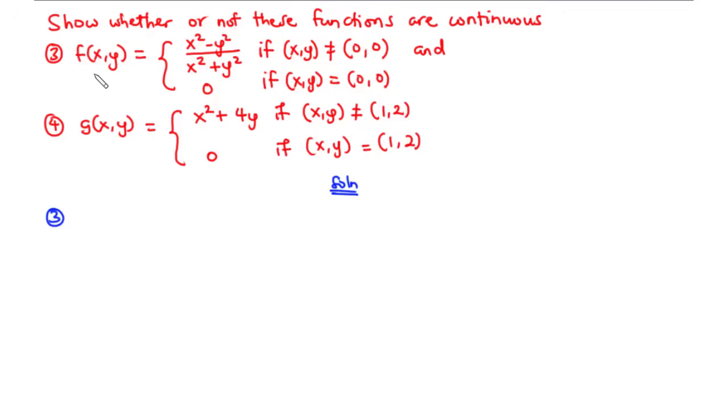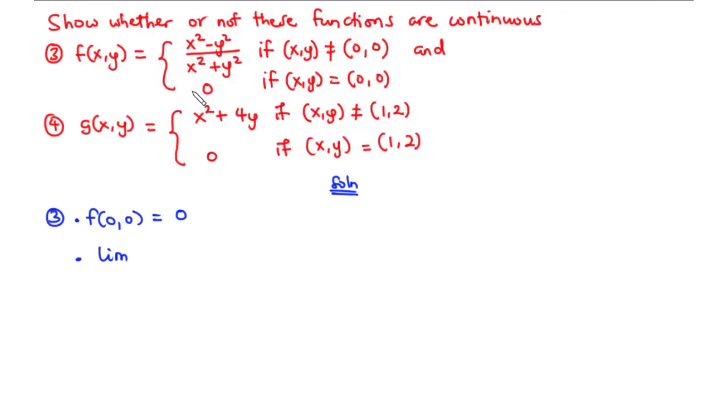Now for this function to be continuous at the point 0, 0, first of all we need to check if the function is defined at the point 0, 0. Now looking at the function, when x is equal to 0 and then y is equal to 0, we have the value of the function to be 0, which means that the function is defined at the point 0, 0. Now the next thing we are going to do is to find the limit of this function.